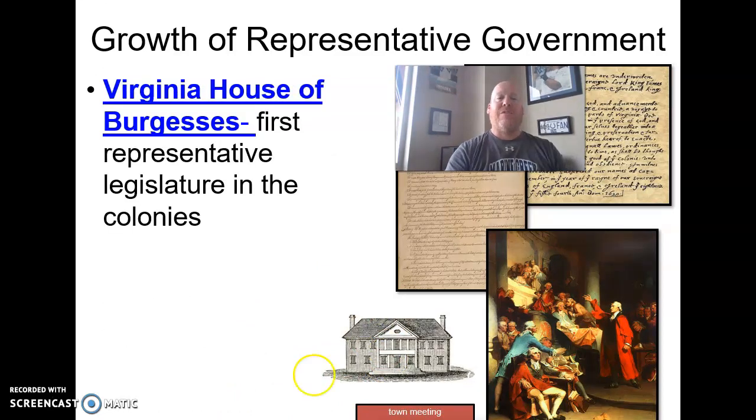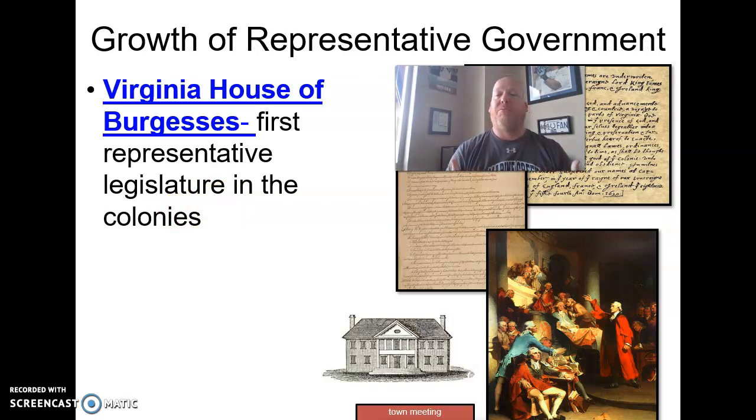All right. And then the next thing, this one right here is not a document. It is a group of people, okay? And this was the Virginia House of Burgesses, okay? The Virginia House of Burgesses. And this becomes the first representative legislature in the colonies. And basically what legislature means is it is a law-making group of people. It's kind of like Congress today, the House of Representatives and the Senate. They are the people that we elect to represent us in the United States government, okay?